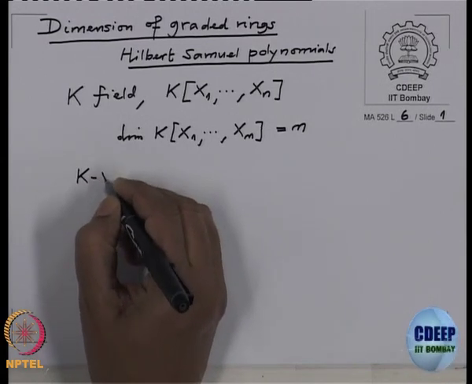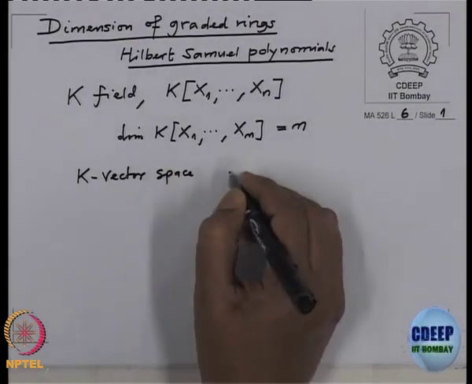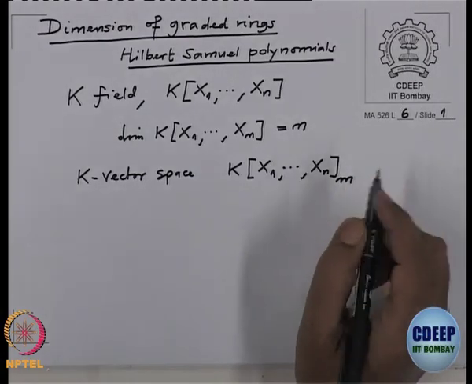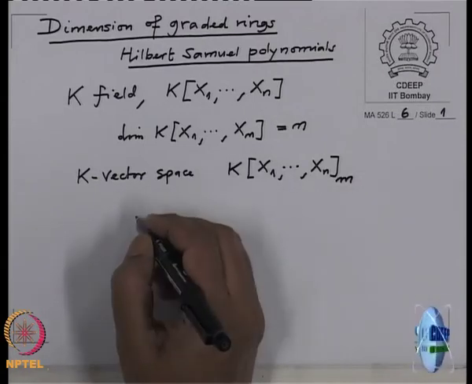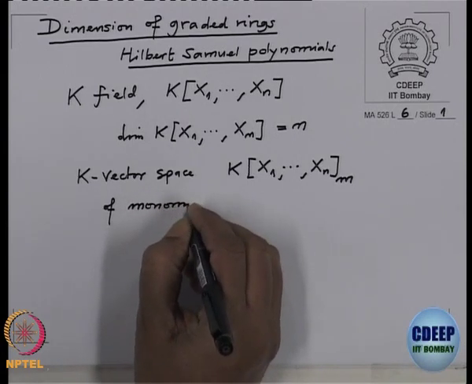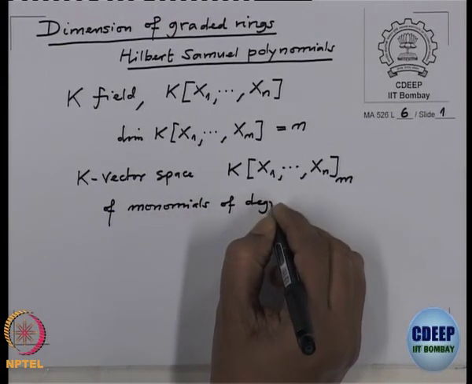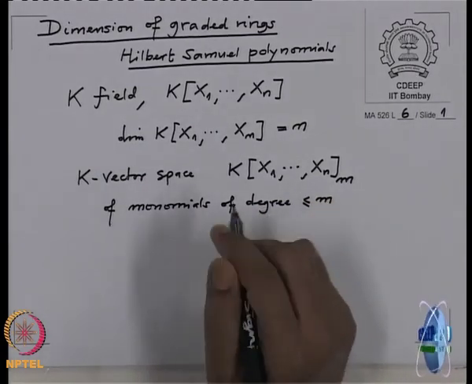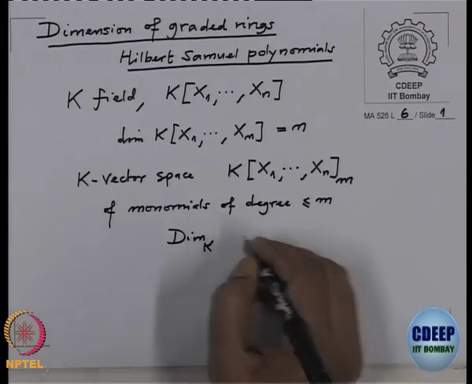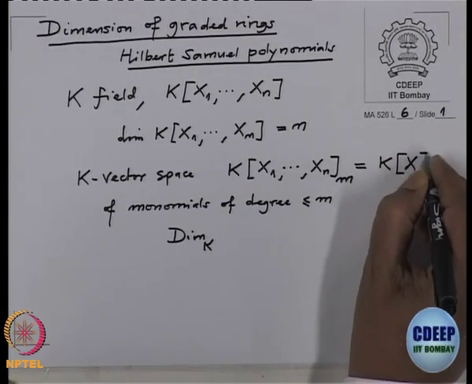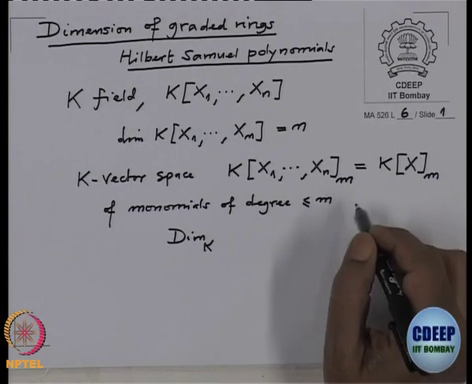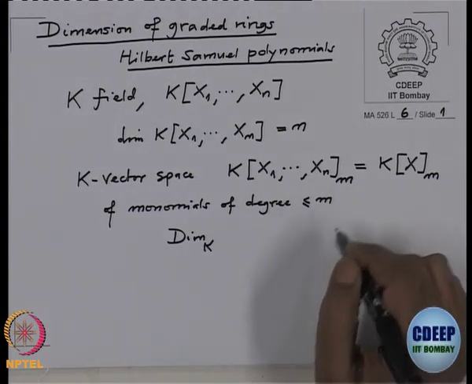Consider the K vector space K[x1, ..., xn]. When I write the suffix m, these are the homogeneous polynomials, the vector space of monomials of degree less than or equal to m. Let me abbreviate this K[x] suffix m. This vector space consists of all polynomials of degree less than or equal to m. And it is obvious that monomials of degree less than or equal to m form a K basis of this vector space.